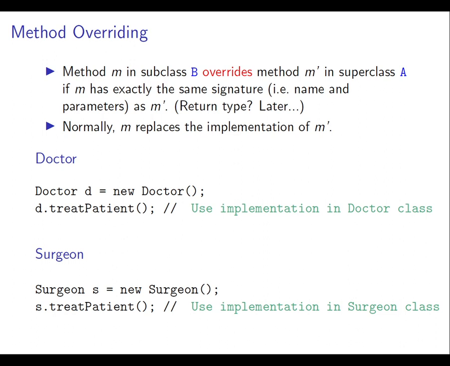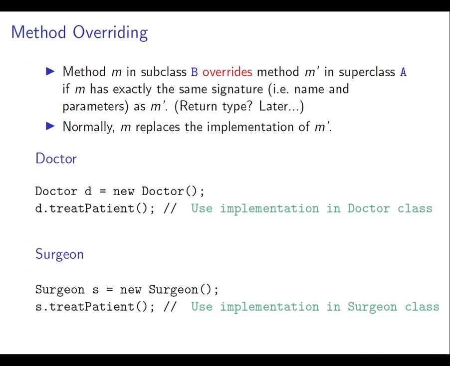So what about method overriding? What's going on? How do you override a method? If you want to write an overriding method in a subclass, you have to have exactly the same signature, which is to say the name and the parameters with their types, as the method that you're overriding. We'll talk a bit about return type later. And the implementation in the subclass replaces the implementation in the superclass.